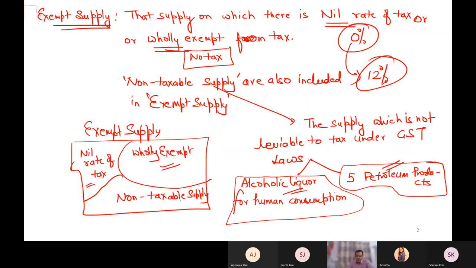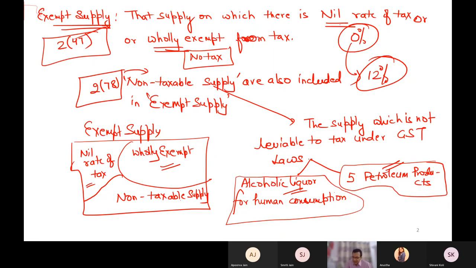Now this I am not saying, the Act says. Exempt supply is defined in section 2 clause 47 and non-taxable supply is defined in section 2 clause 78. So these two definitions are given in the GST laws. I hope the concept is clear, what is this exempt supply and what is this non-taxable supply. If yes, please raise your hand.